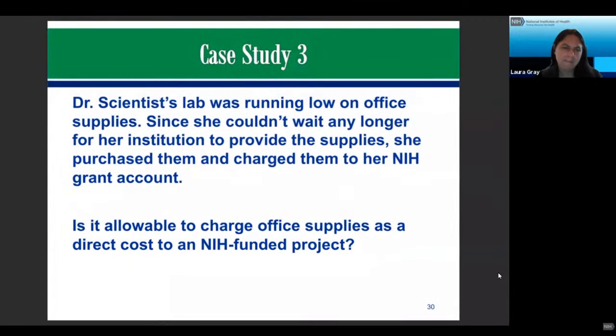Yep. All right. So for case study number 3, we have Dr. Scientist's lab was running low on office supplies. Since she couldn't wait any longer for her institution to provide the supplies, she purchased them and charged them to her NIH grant account. Is it allowable to charge office supplies as direct costs to an NIH-funded project? Let's go to the poll possible answers here and see what everyone thinks.